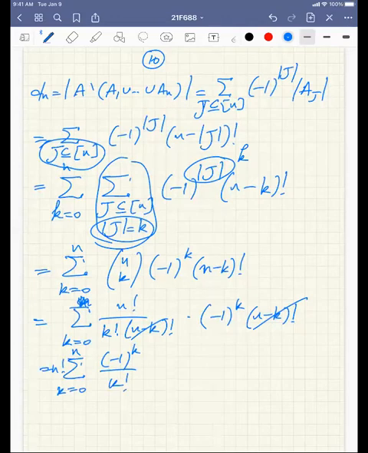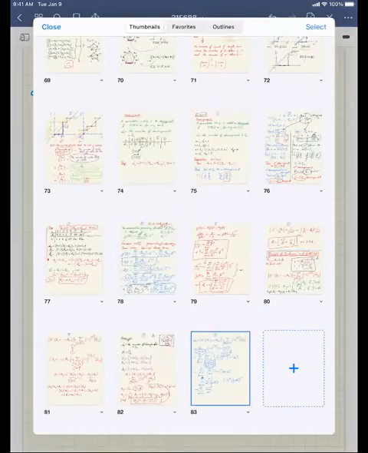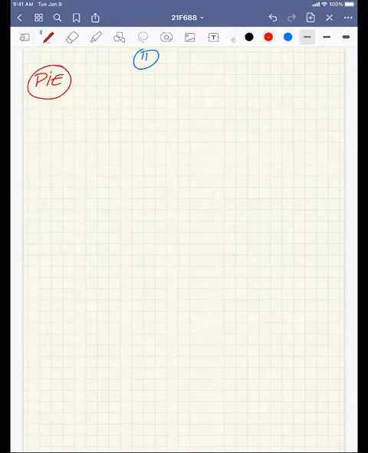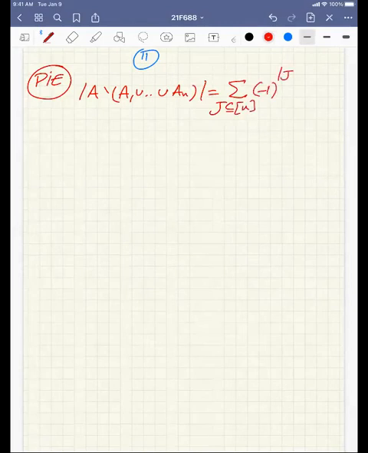Okay. So that's that. We'll do more examples likely next class, but let me give you the proof of the principle of inclusion-exclusion, which is usually abbreviated by this nice word PIE. So the cardinality of A minus the union of A1 through An equals the sum over all J in n of the cardinalities of these intersections.